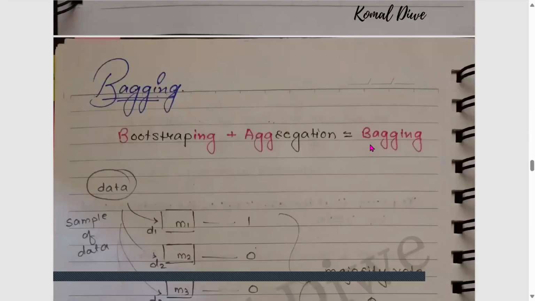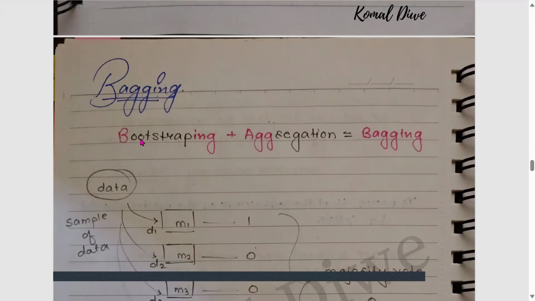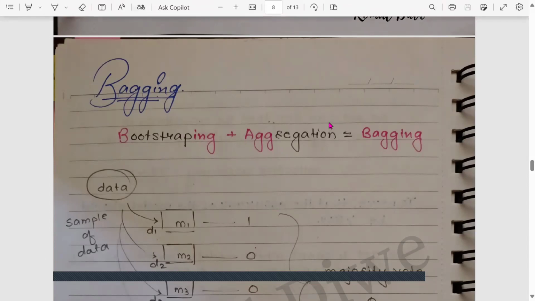This is it. Now bagging. Now we are going to start bagging. Bagging means bootstrapping plus aggregation. Bagging is a combination of two words. First, bootstrapping. Second, aggregation. You have to remember this, guys.